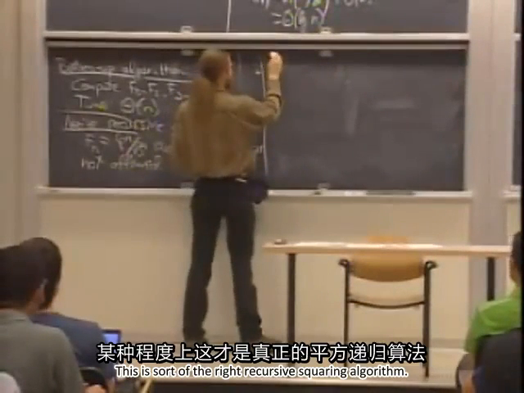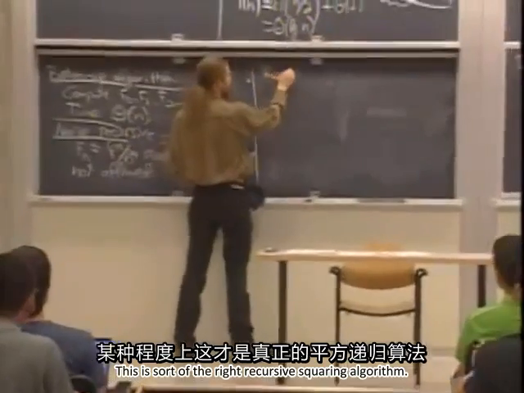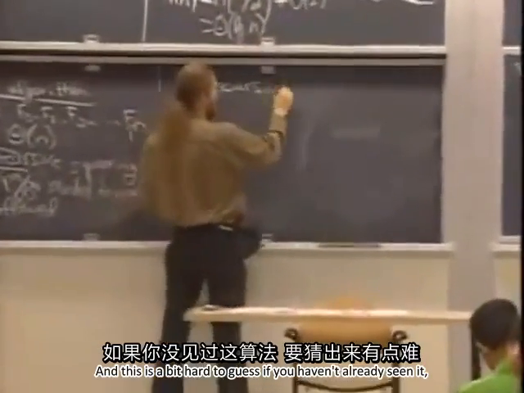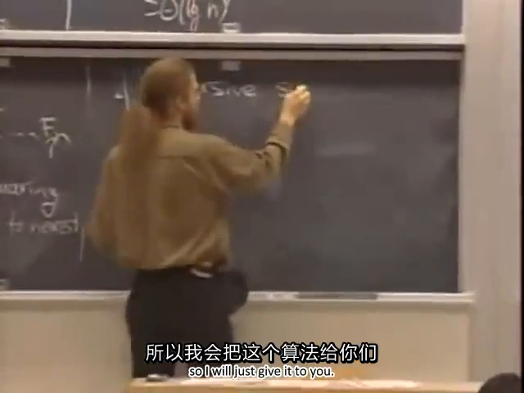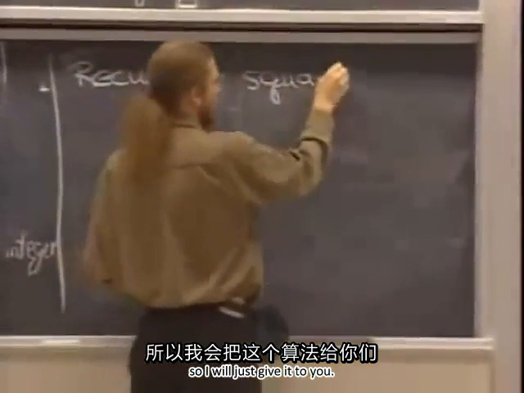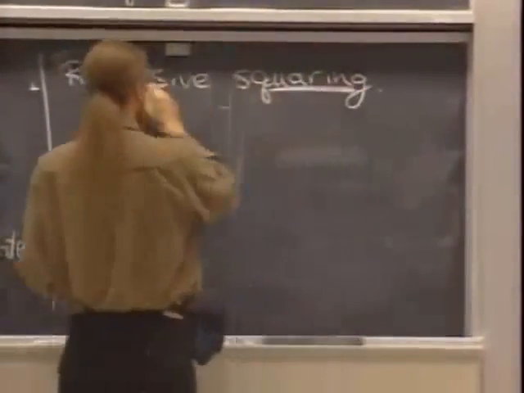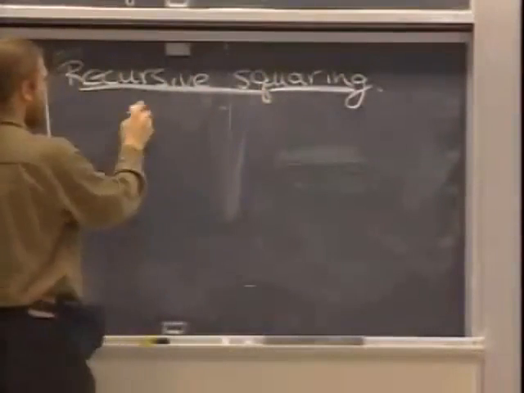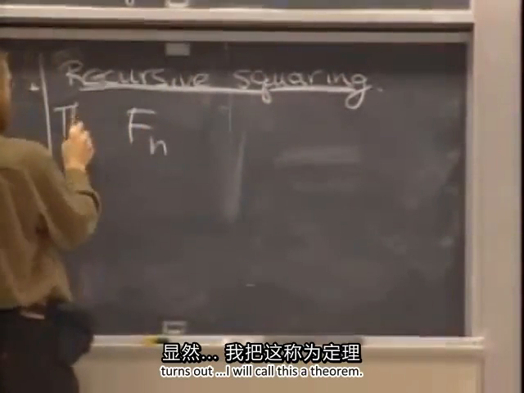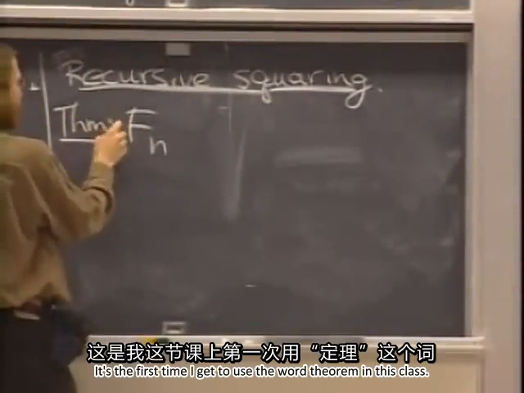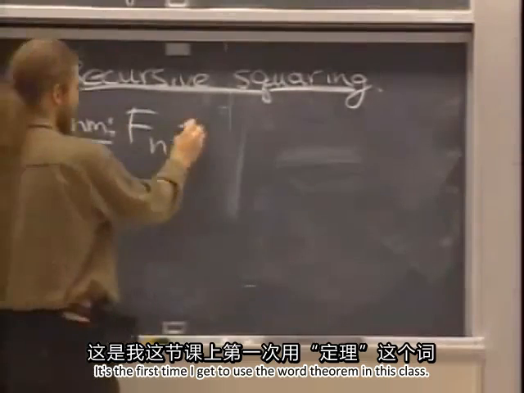So this is sort of the right recursive squaring algorithm. And this is a bit hard to guess if you haven't already seen it. So I will just give it to you. Turns out, I'll call this a theorem. Wow, it's the first time I get to use the word theorem in this class.